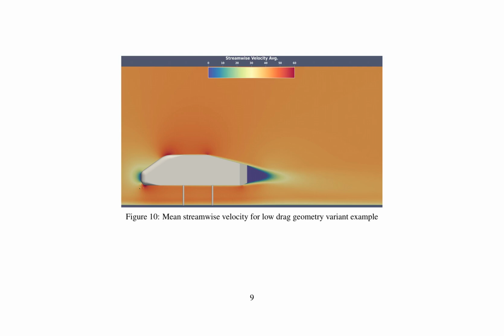The velocity profile is more uniform, with a smoother transition between the near-wall region and the bulk flow. This indicates that the low drag geometry variant experiences less resistance to fluid flow, making it potentially more desirable in applications requiring efficient fluid flow.